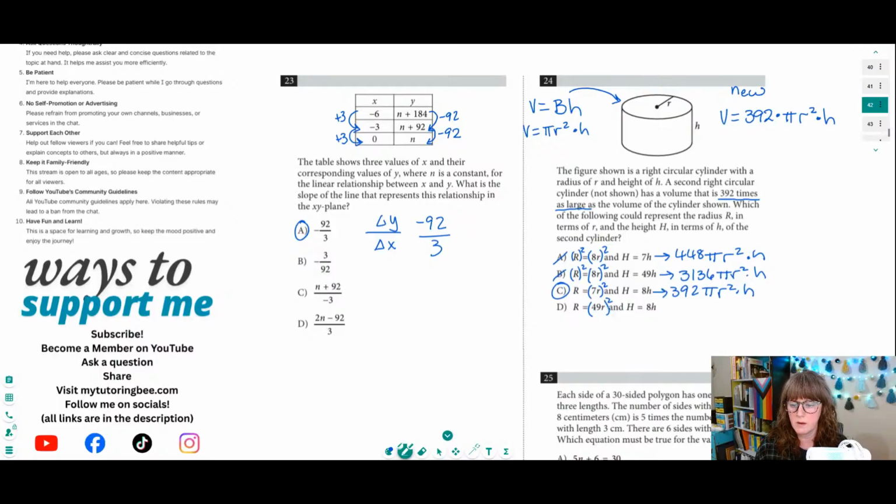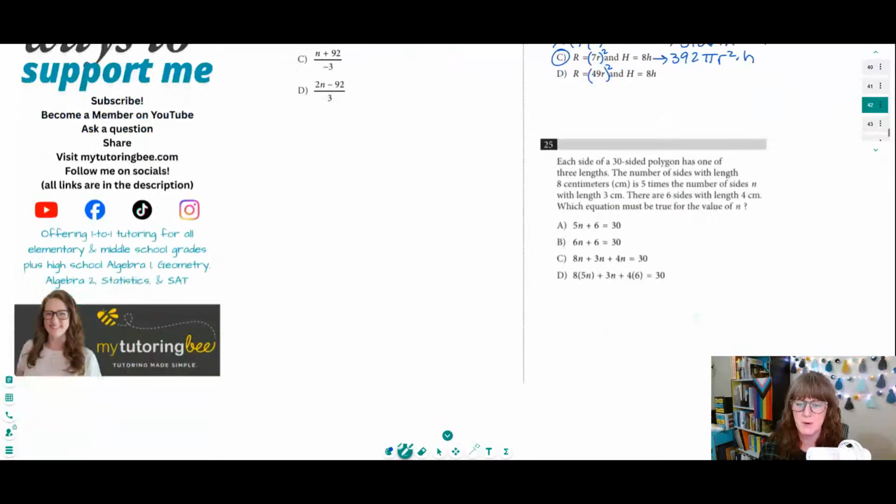This one, again, we would square. That would just be way too big, because these are the same, the 8h and 8h. So that's going to be even larger. So we're looking at C. That was a tricky one. That one I could see stumping some people.